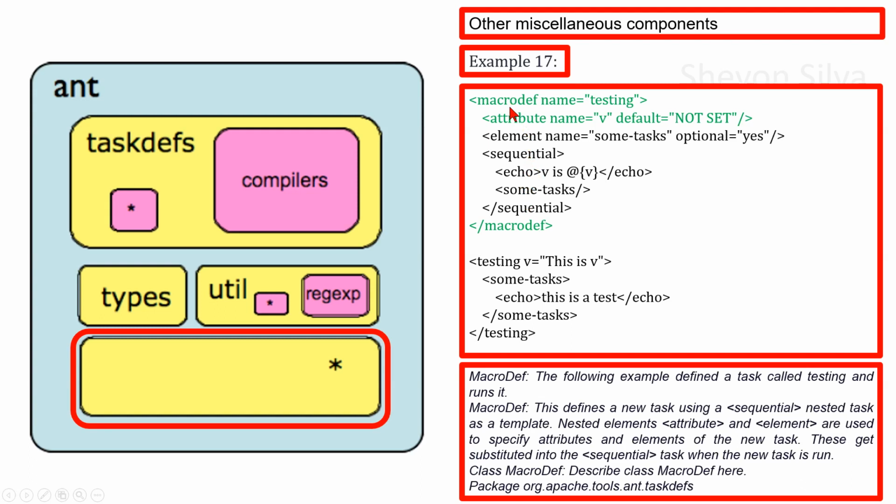With regard to API, we can consider class macrodef. This is the package org.apache.tools.ant.taskdefs.